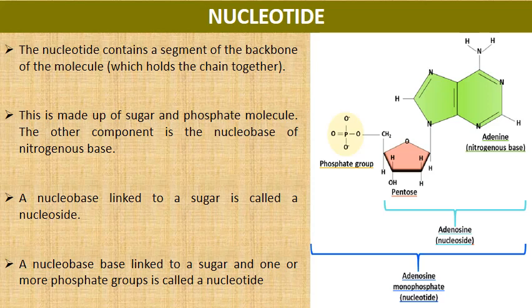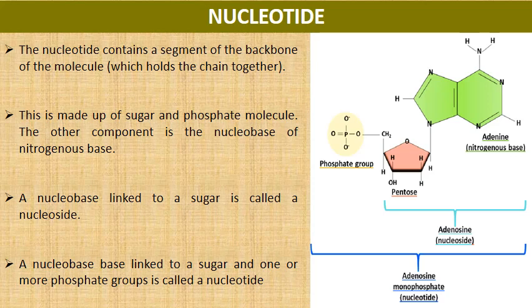A nucleobase linked to a sugar is called a nucleoside, and a base linked to a sugar and one or more phosphate groups is called a nucleotide. A polymer comprising multiple linked nucleotides, as in DNA, is called a polynucleotide.